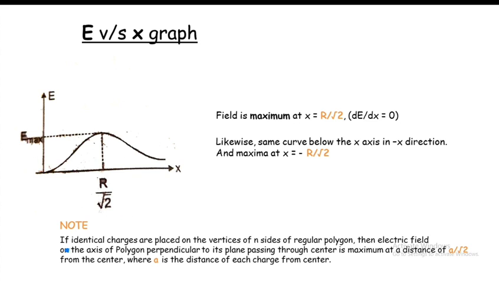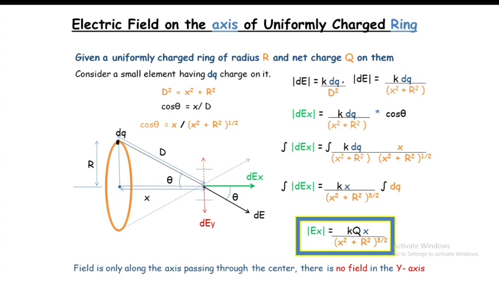One more thing is here, if identical charges are placed on the vertices of n side of regular polygon, then the electric field on the axis of polygon perpendicular to its plane passing through the center is maximum at a distance of a by root 2 from the center, where a is the distance of each charge from the center. Suppose instead of this ring we have a regular polygon here, then electric field will be maximum at r by root 2 from the center.